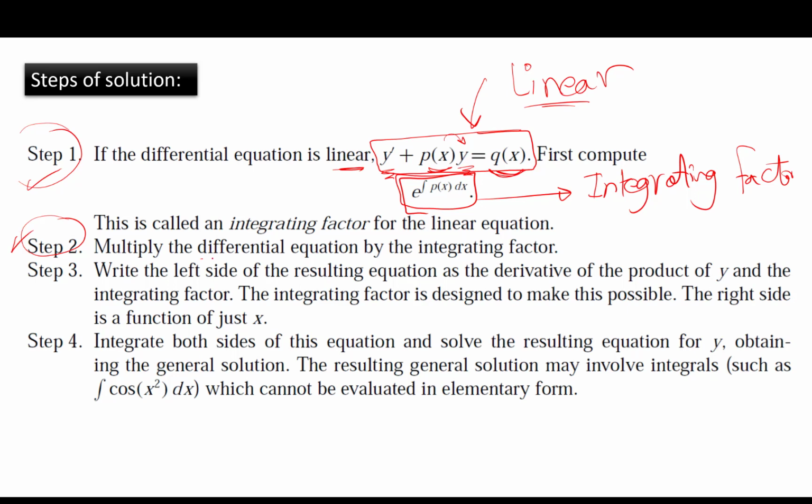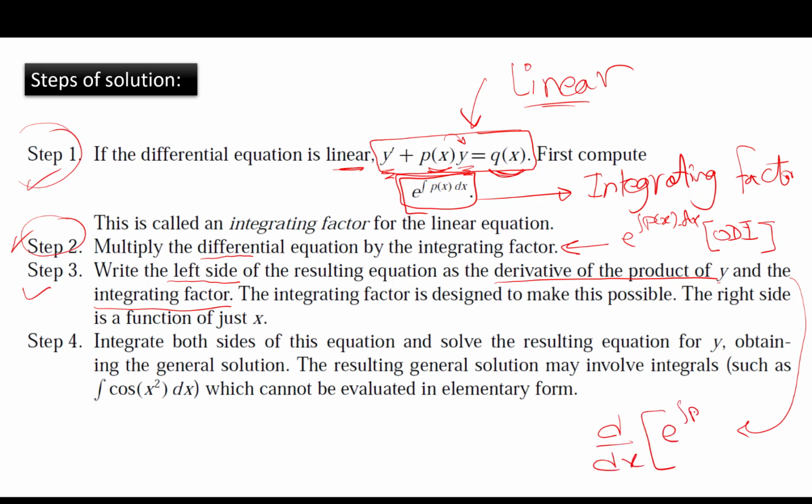Step number 2, multiply the differential equation by the integrating factor. So we use our integrating factor, e to the power of the integral of p of x dx, and multiply it into the original ordinary differential equation. Number 3, write the left side of the resulting equation as the derivative of the product of y and the integrating factor. This means it is d by dx of the integrating factor times y. Then integrate both sides of the equation. This is step number 4. And solve the resulting equation for y, obtaining the general solution. These are the main 4 steps.